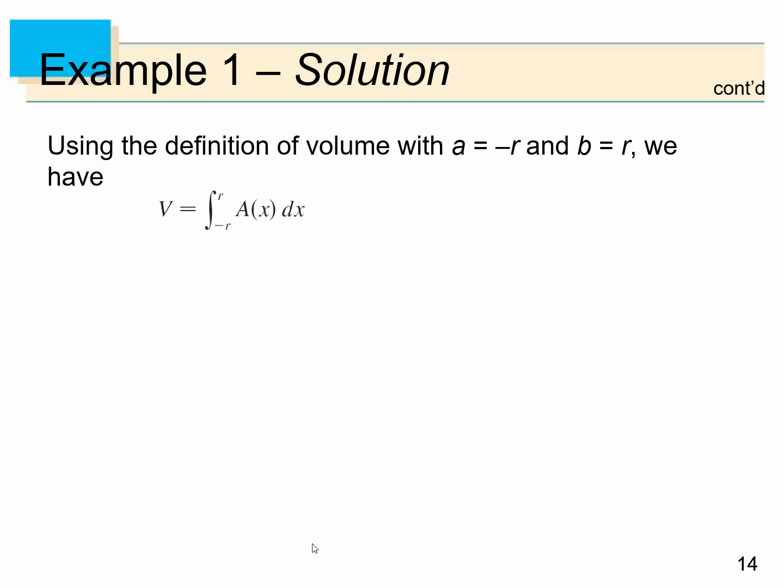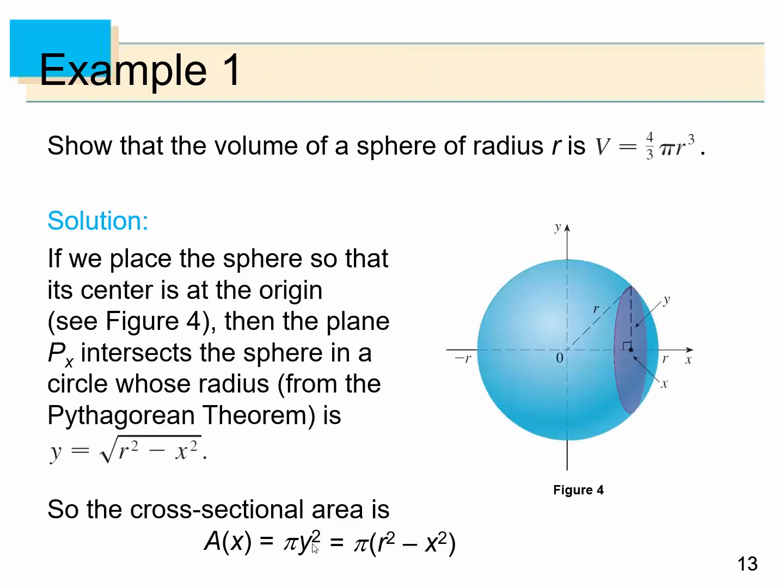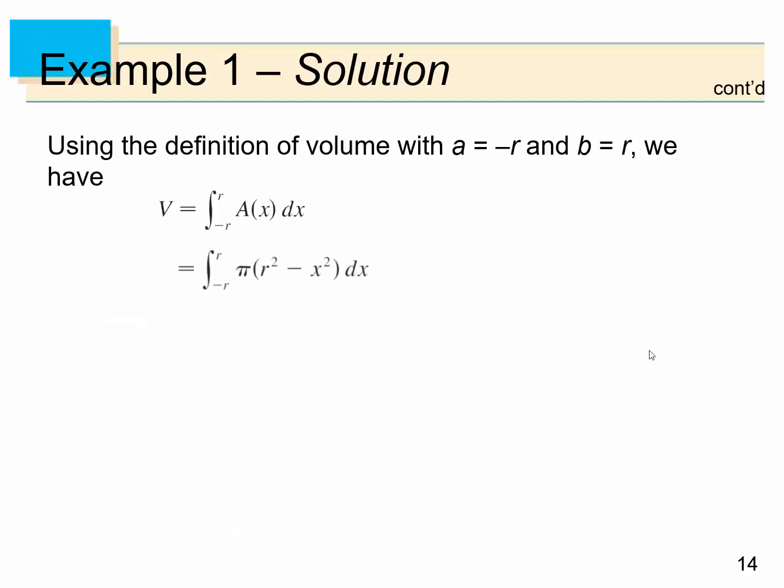Now, so we set it up. We're going to integrate from minus r to r because that's how far those slices are going to roam. If we look back, it's going to roam all the way over here to negative r, all the way over here to r. But we need to put in the specifics for area, so we do that. And then we think, you know what? This thing is symmetrical. So instead of going from negative r to r, let's just go from 0 to r and then double it. And then pi is a constant, so we can pull that out of the integral. And now we're left with r squared minus x squared dx.